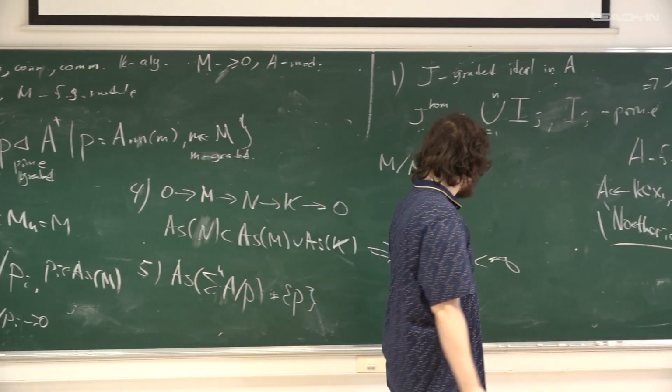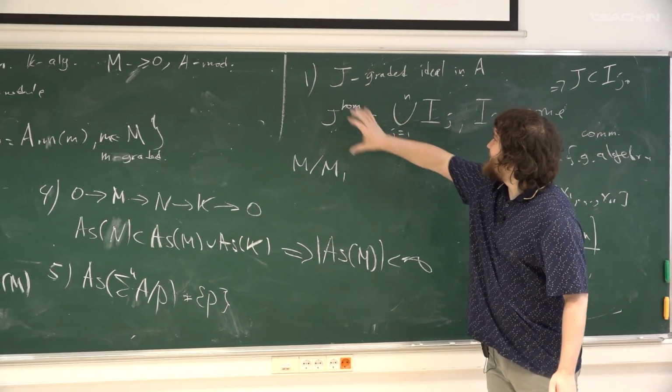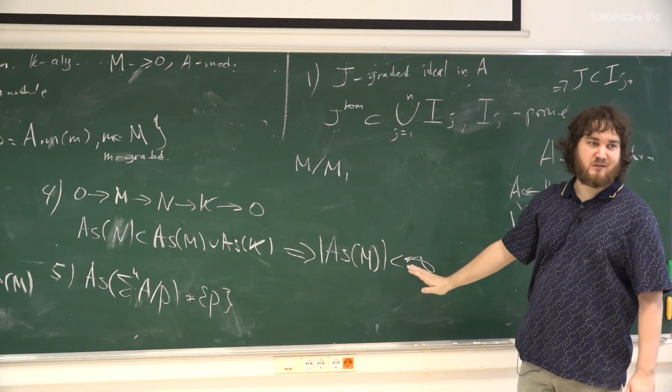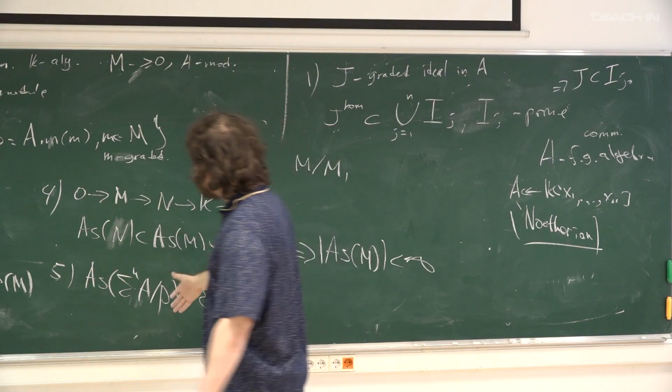We obtain that our positively graded ideal lies in one annihilator, one associated prime of M. So we need these two things.